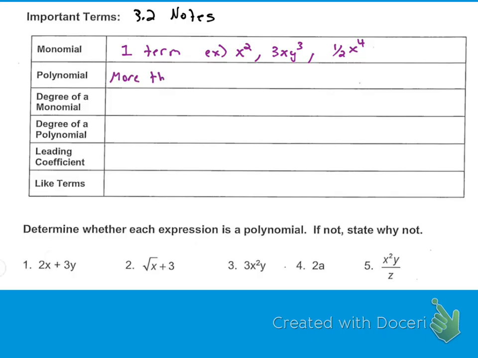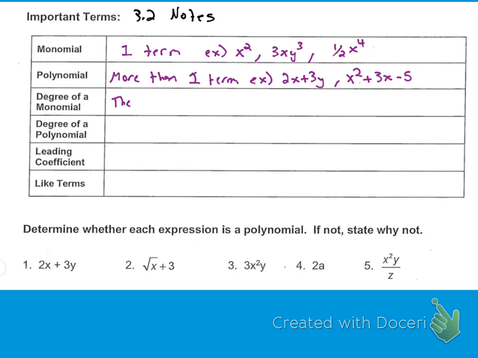Polynomial is more than one term. Okay, for example, 2x plus 3y, x squared plus 3x minus 5. First example, that would be a binomial. Second example, that would be a trinomial. All right, but they're all polynomials.